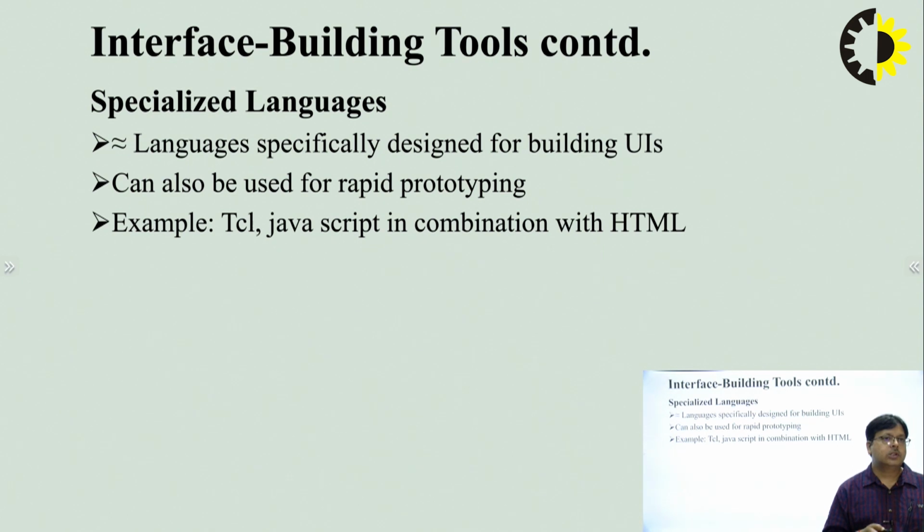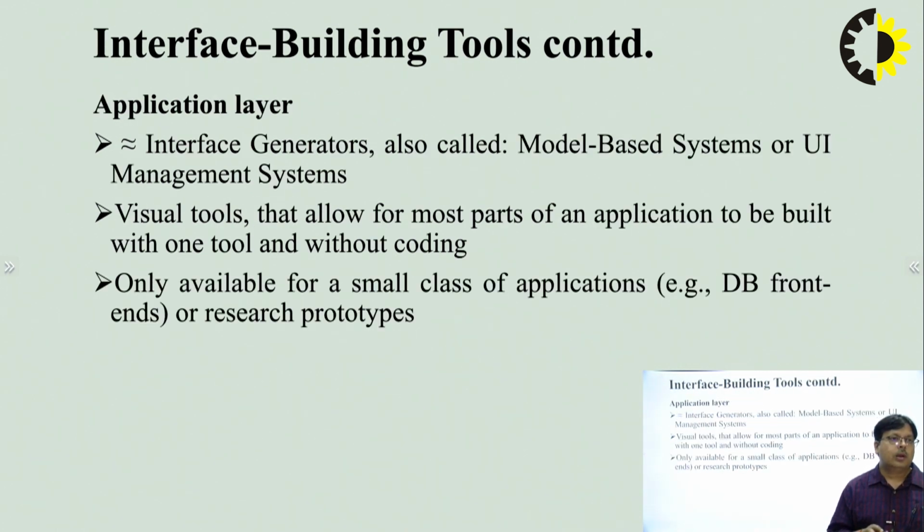Next, interface building tools. Specialized languages such as TCL and JavaScript in combination with HTML are basically used in UI development. And in the application layer, there are interface generators, also called model-based systems or UI management systems. Here are visual tools that allow most of an application to be built with one tool and without coding. Only drag and drop approaches are used and no coding is required, but this is only available for a small class of applications, right?